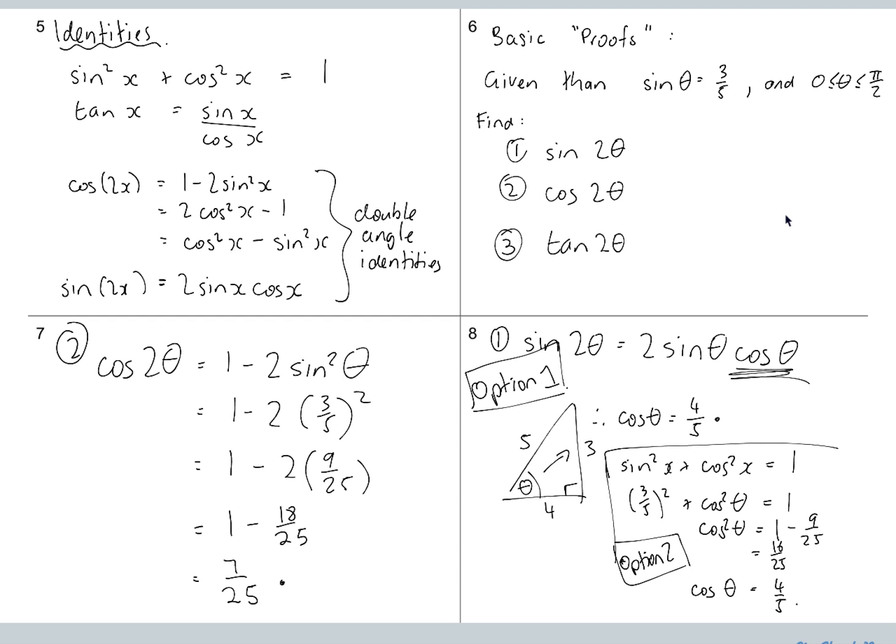Okay, so what about 10? Oh, I haven't finished this, sorry. So we've got 4/5 there. So what's the sine of 2 theta? The sine of 2 theta is 2 sine theta cos theta. Now that I've worked them both out, I know that it's 2 times 3/5 times 4/5, wasn't it? Multiply out. 2 times 3 is 6. 6 times 4 is 24. So it's 24 over 25.